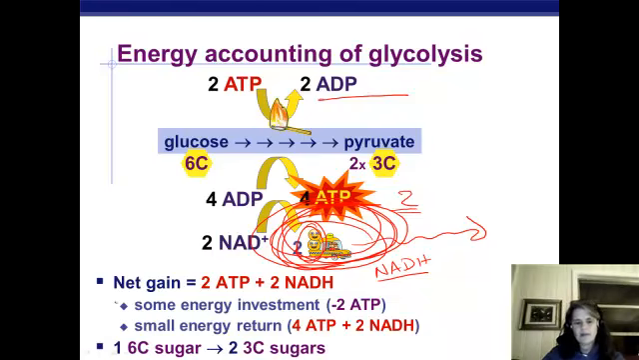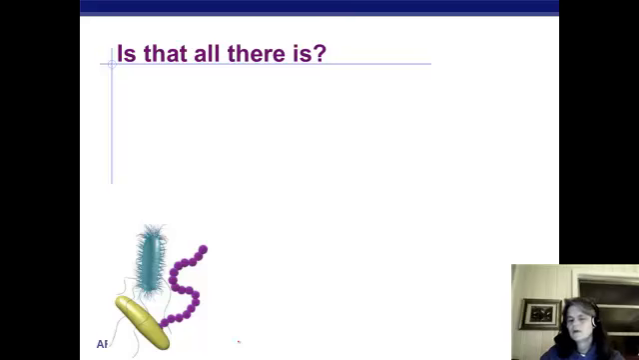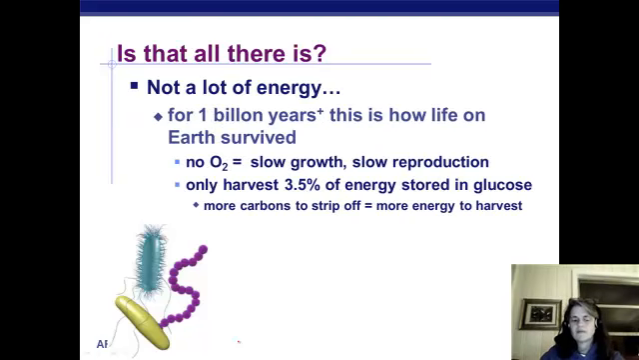Basically now the bottom line is we got our little bit of energy, and we also converted a 6-carbon sugar, glucose, into 2 smaller 3-carbon sugars and stole a little bit of their energy in the process. So indeed, all that work, and that's all we get. But glucose does have a lot more to give. Okay? But for 1 billion years on planet Earth or more, this is what life did. This is all they had. And if you're a prokaryote, it's okay. It's all you need. There are many prokaryotes that still use this as their only means of obtaining energy.